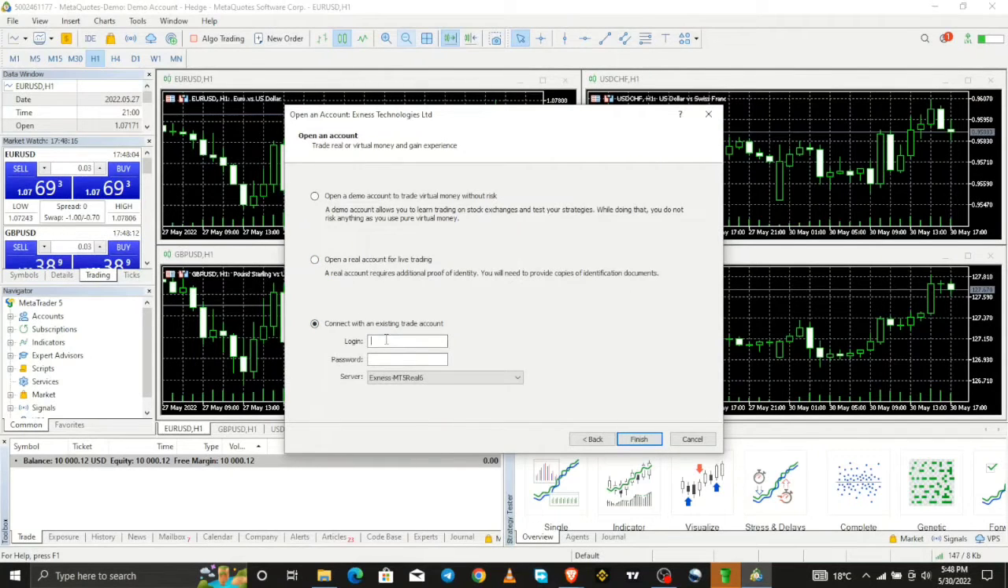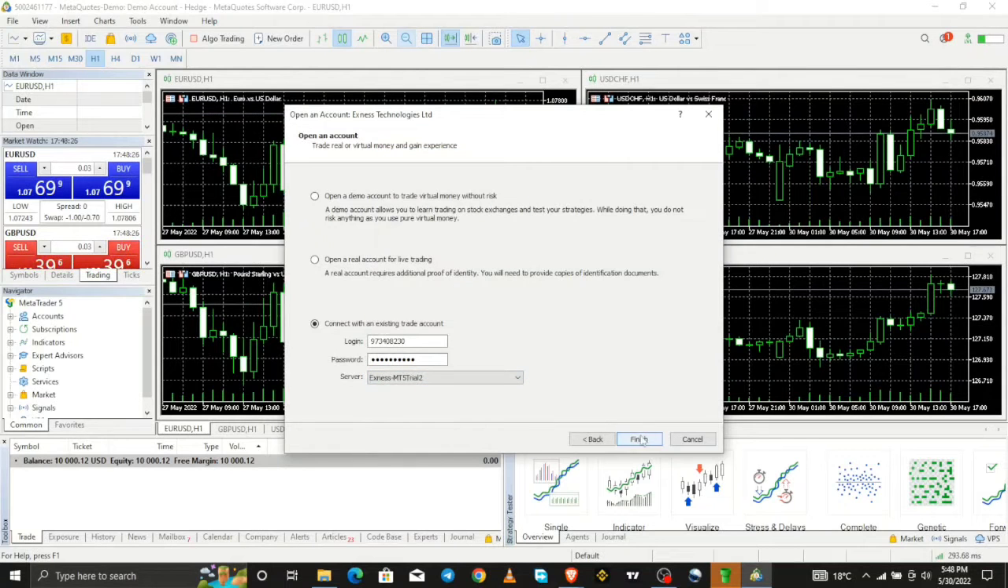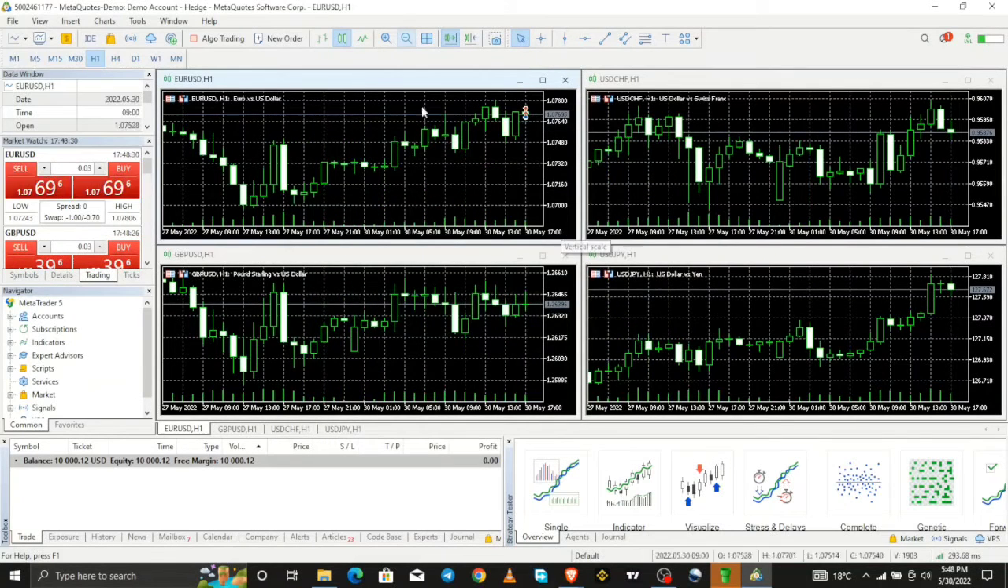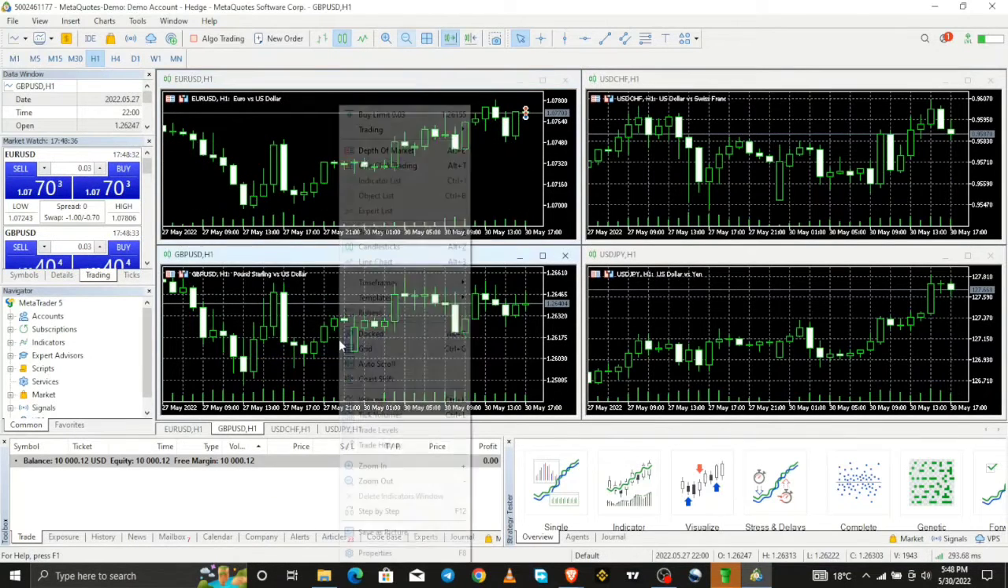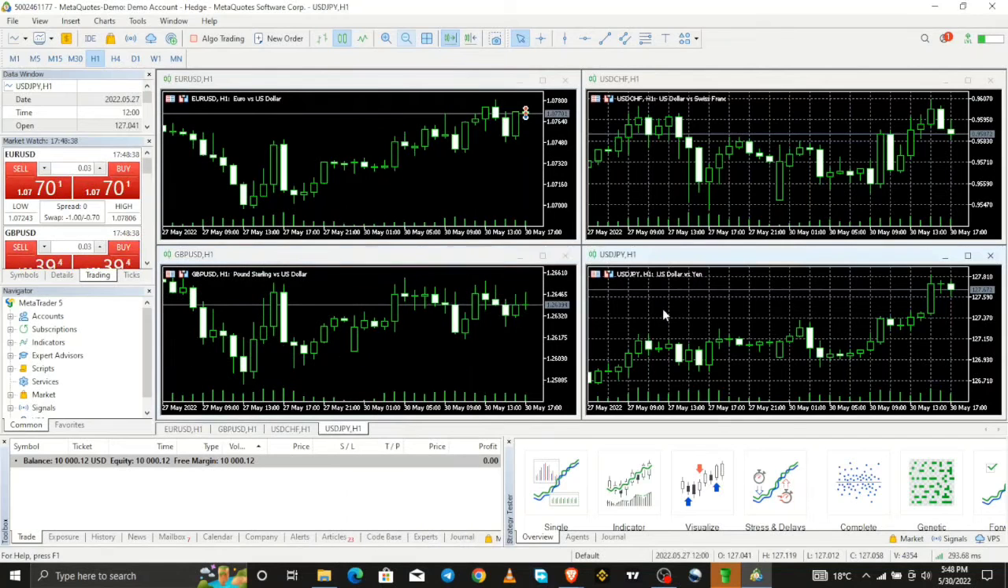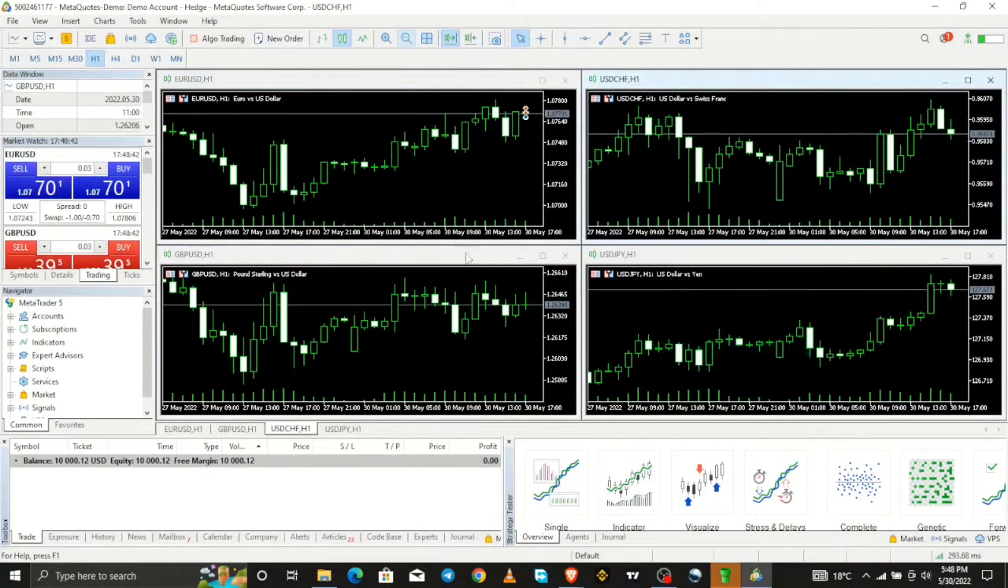And me, I'll just connect my account that I have and my password, and don't forget the server. This is very important. People mess up here very badly, so you have to select your server. I've already linked my account. So after linking my account, here I remove the grid lines so that my charts do not look messed up. I like to use my charts without the grid lines.